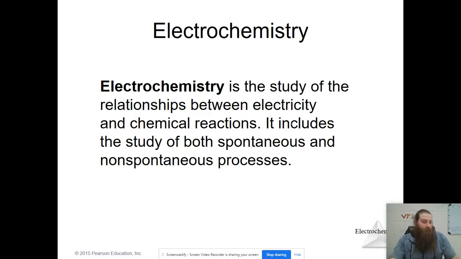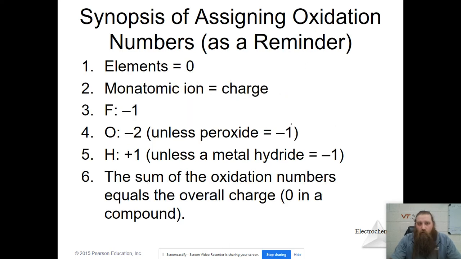Let's jump in. Electrochemistry is just the study of the relationships between electricity and chemical reactions. We're going to look at primarily spontaneous reactions like our voltaic cells, but it also covers some non-spontaneous processes as well. Now, as a reminder, we're going to start with redox chemistry.